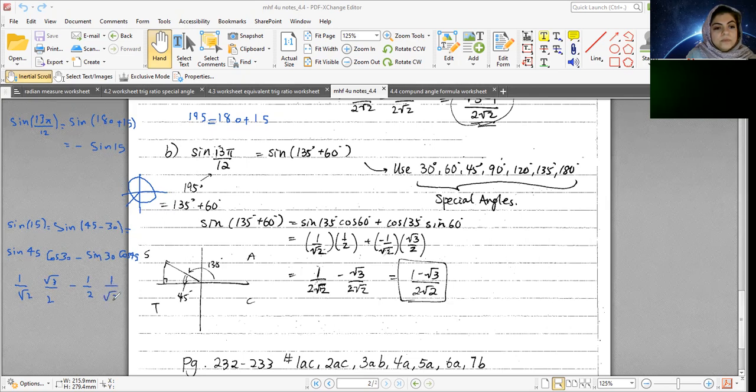If I put them together, they have the same denominator, 2 square root of 2, square root of 3 minus 1. Now for the answer, because sine of 15 I got that, the negative of that is just 1 minus the square root of 3 divided by 2 square root of 2.